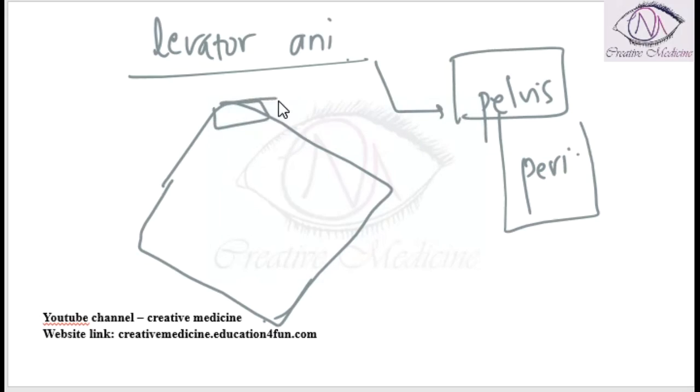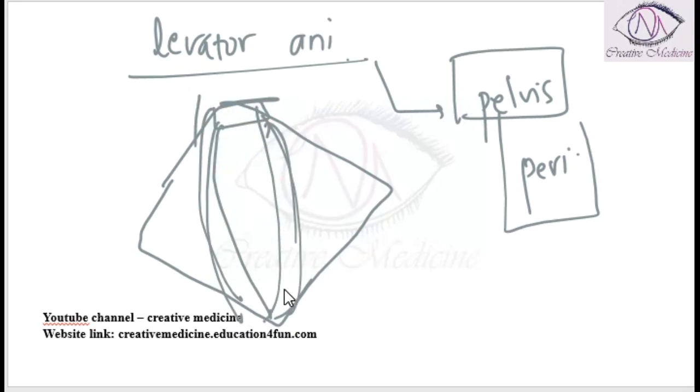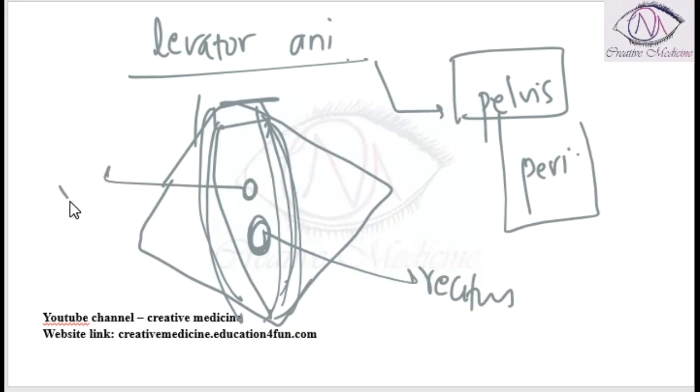Parts of pubococcygeus. The part of pubococcygeus which is present near the rectum is puborectalis or puboanalis. The part of pubococcygeus present near the vagina is pubovaginalis. The part of pubococcygeus present near the urethra is pubourethralis.